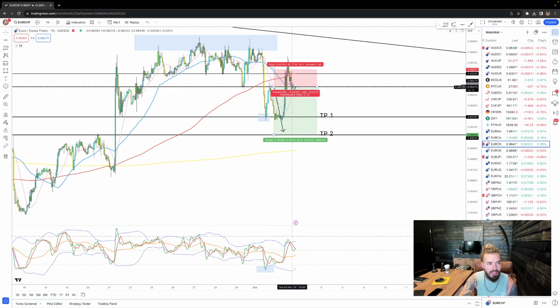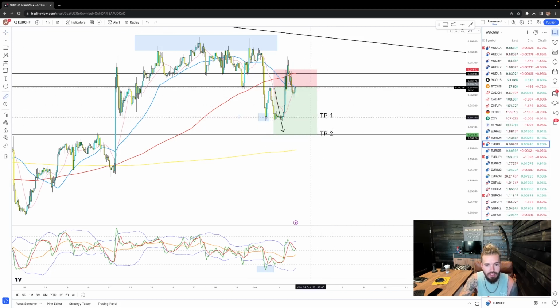Now, on these trades, they are riskier. So I do take 50% of my profit at TP1. I was looking for the extension here, so I did end up not getting this trade hit full take profit 2, but we missed it by 16 pips, but we did snag 27 pips. 27 pips on this trade.